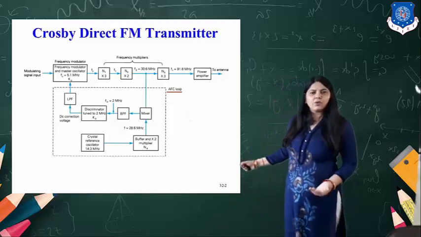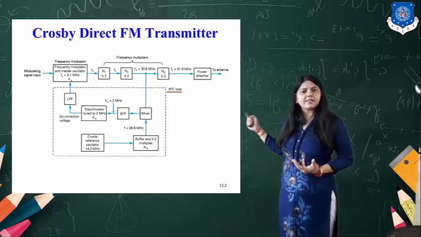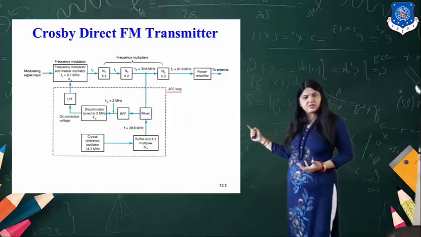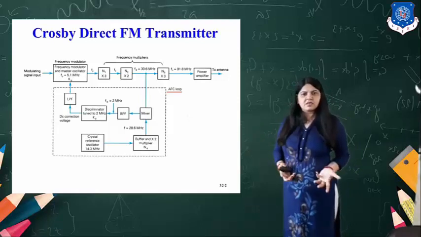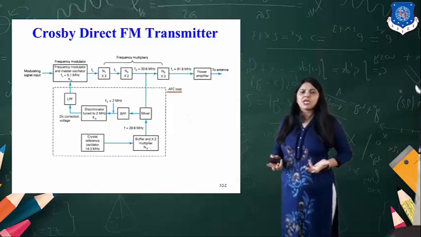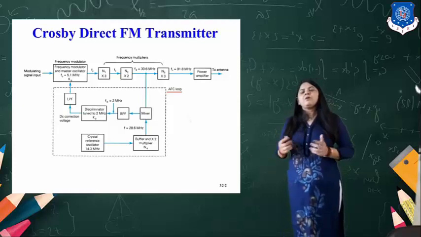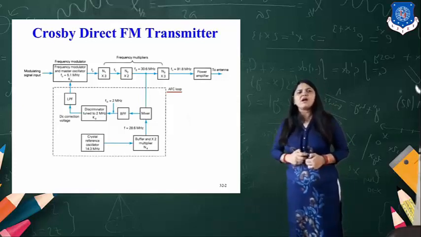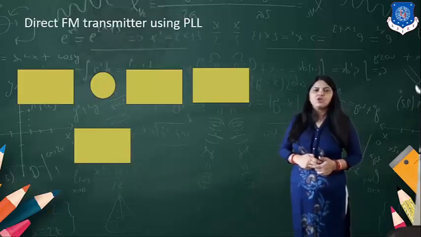Similarly, another circuit is there where we can take the output of the FM wave and apply it to the mixer. By applying that output to the mixer circuitry, we may change the phase of the signal and produce the output. This way the cross-bi-direct FM transmitter can also be used.